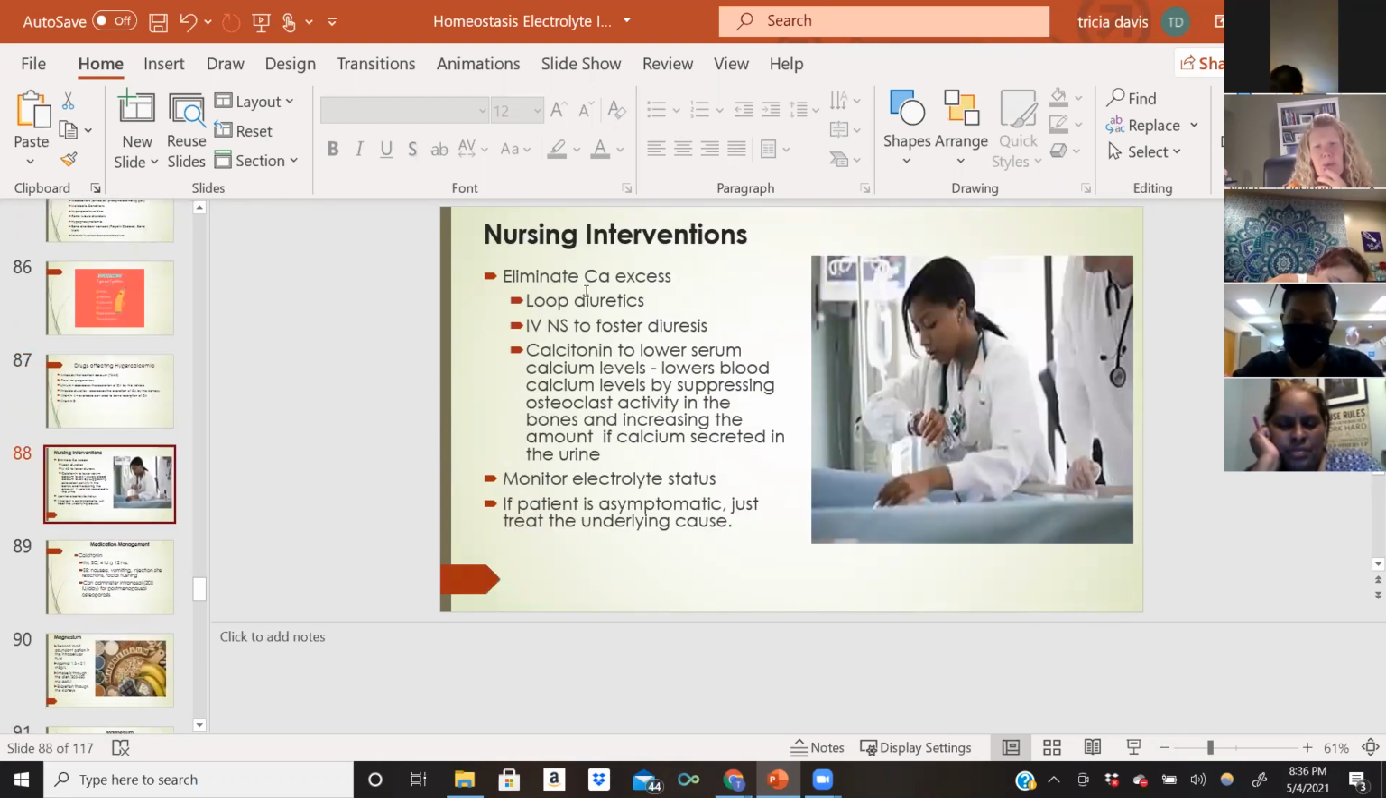So nursing interventions, we want to be able to eliminate the calcium excess. So we are going to give loop diuretics to pull off the calcium. We're going to give IV normal saline, which is 0.9% to foster diuresis. Because what goes in has to come out, right? Calcitonin to lower the serum calcium levels. It's going to lower calcium levels by suppressing that osteoclast activity in the bones, and it's going to increase the amount of calcium secreted in the urine. We're going to monitor their electrolyte status, and if the patient is asymptomatic, we're going to treat the underlying cause.